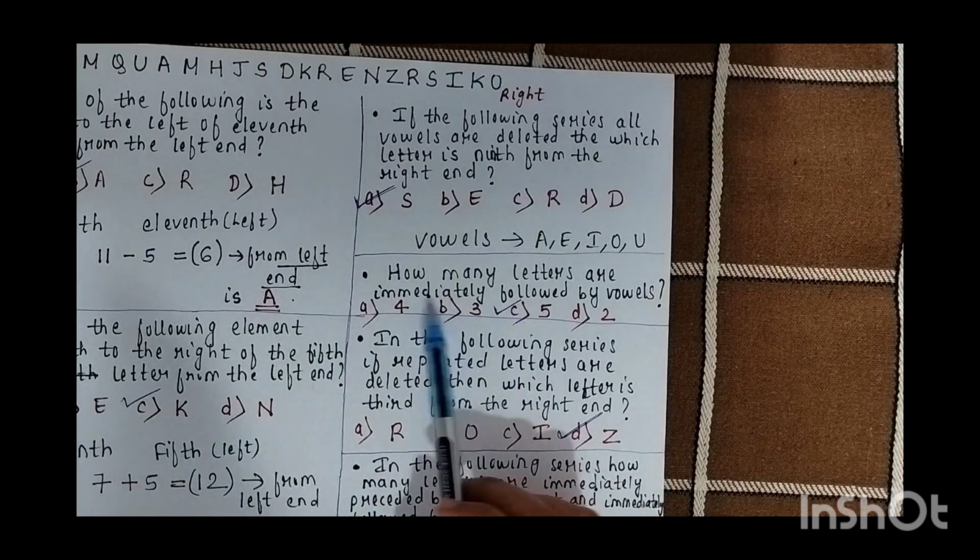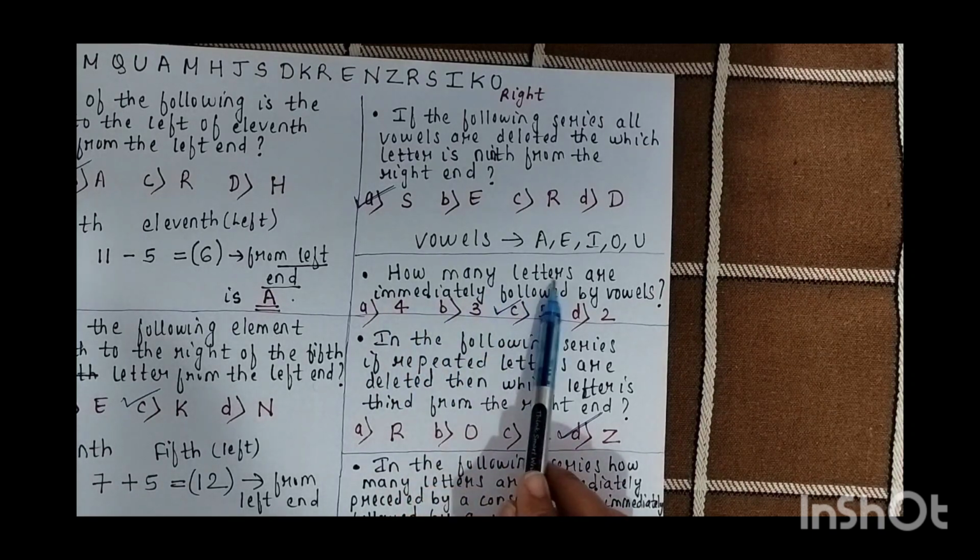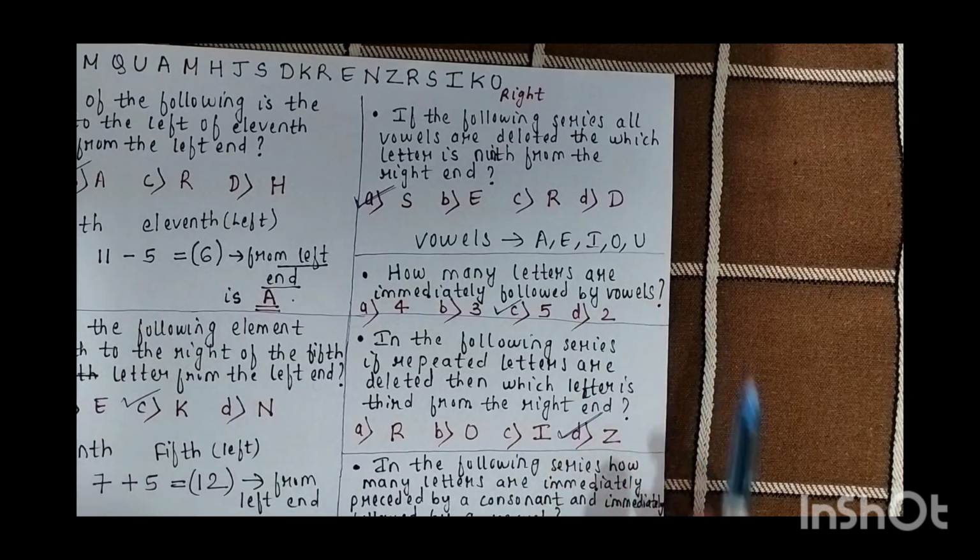Next question. How many letters are immediately followed by vowels? Just now I told you about what is followed by and preceded by that you'll get in the question. Immediately followed by means just after the vowels. How many letters are there? They have asked that. So see in the series.